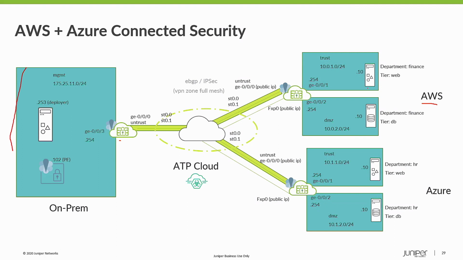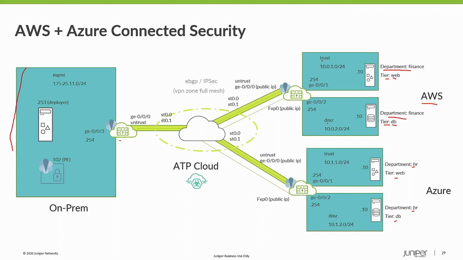So we have one server each in two different subnets. We've got a trust network and a DMZ network where we have our web and DB servers. These are the tags we have on these resources. So these are VMs. This VM has Department Finance, tier web, and then we have another one in a different subnet with Department Finance and tier DB. And then in Azure, we have another pair of VMs. So a web and DB in a different department, in the HR department.